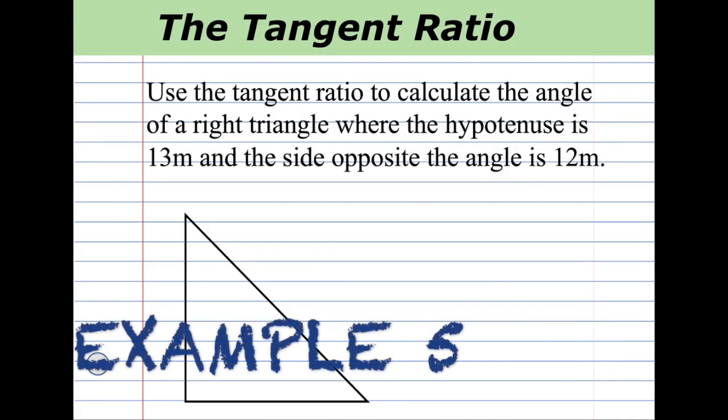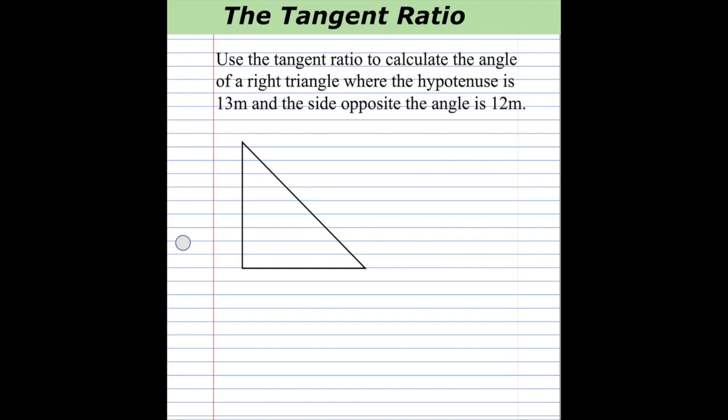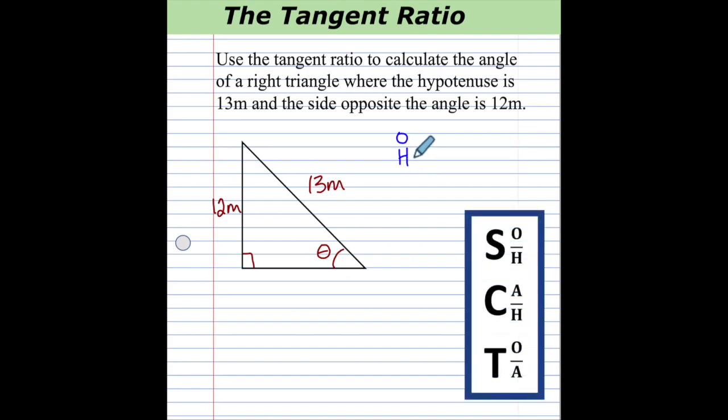Use the tangent ratio to calculate the angle of a right triangle where the hypotenuse is 13 and the side opposite the angle is 12. We're given opposite, we're given hypotenuse. That is not the tangent ratio. That is the sine ratio. But how would we find the tangent ratio? We need the adjacent side to get the tan ratio.